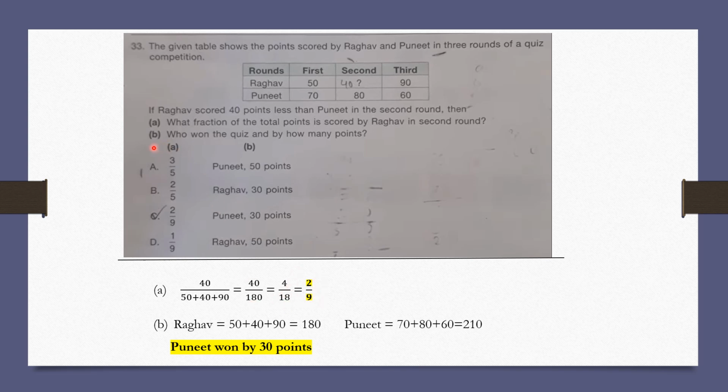Now let's see the B. Who won the quiz and by how many points? So total point scored by Raghav is 180. Now let's calculate for Punit. 70 plus 80 plus 60, which is 210. So Punit won by 210 minus 180, which is 30. So our answer is option C, 2 by 9, Punit 30 points.